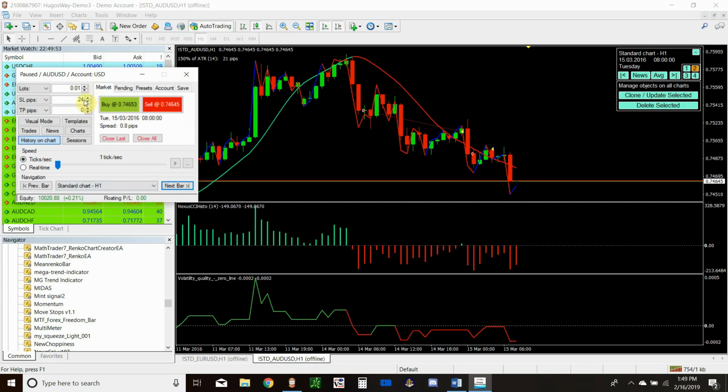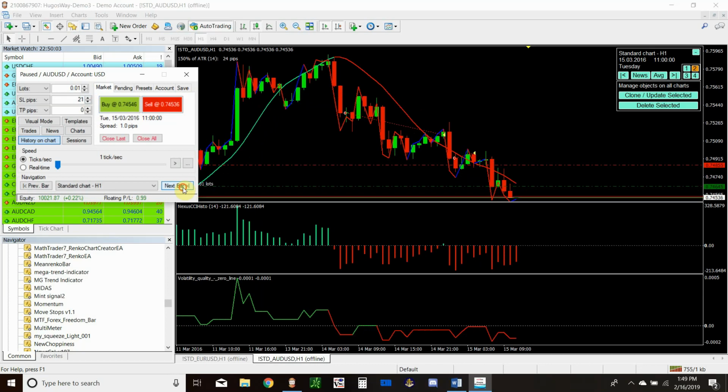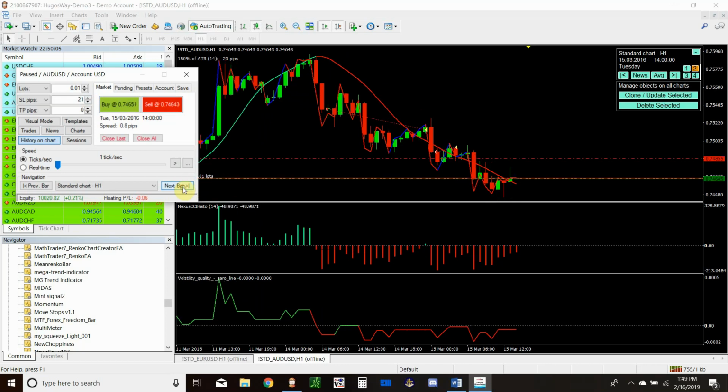Okay, so we got a 21 pip stop loss here. Okay, got a crossover here. So we'll close out of that trade.